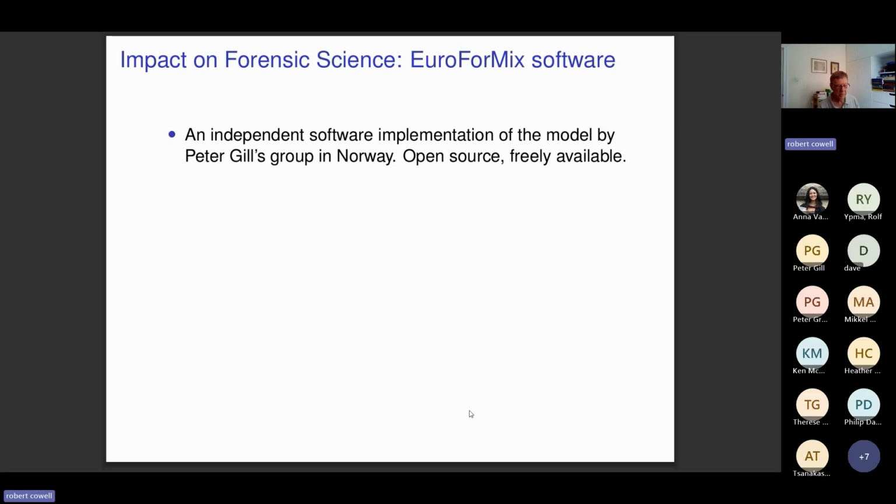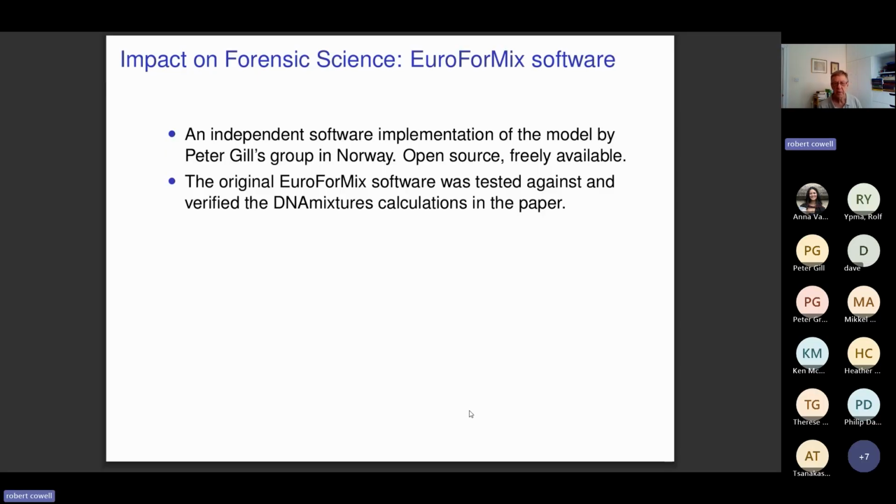When I was asked to give this talk, I was asked to talk about the impact of the paper. I see that on Google Scholar, there's over 130 citations to the paper. But rather than talk about the academic impact, I want to talk about what I think is possibly one of the biggest practical impacts, and that's the development of this software called Euroformics. Soon after the paper was published, Peter Gill initiated an implementation of the model in his group in Norway. The original software was tested against the calculations of the paper and verified. That's a good validation of the model.